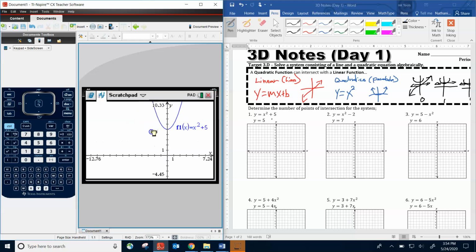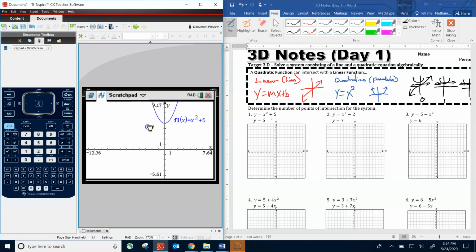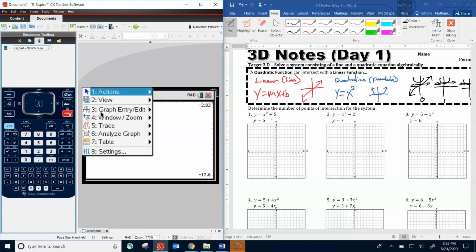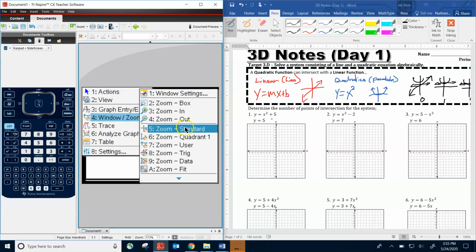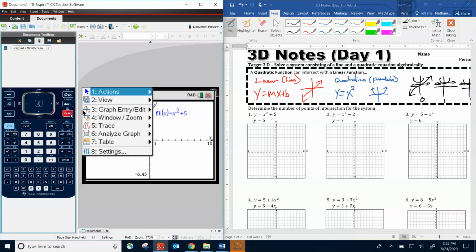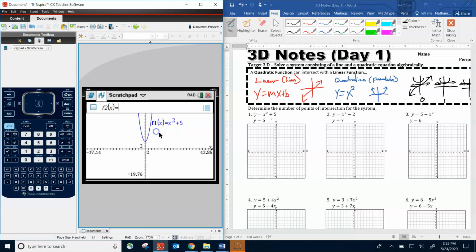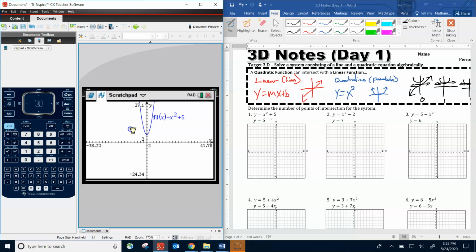If you need to, you can grab the screen and move it around so you can see it. Now, if your screen ever gets weird and you're like, oh my god, where's everything? I can't find anything here. Don't worry. Just go to Menu, Window Zoom, Standard, and it'll snap you back. Sometimes you might need to zoom out, so you can go Window Zoom and zoom out, and then just click somewhere. Just click it once. Don't keep doing it because then it'll be too far away.